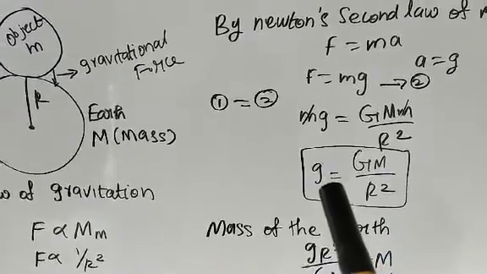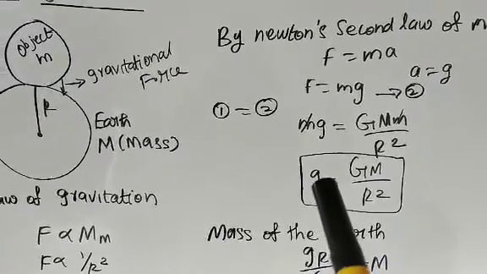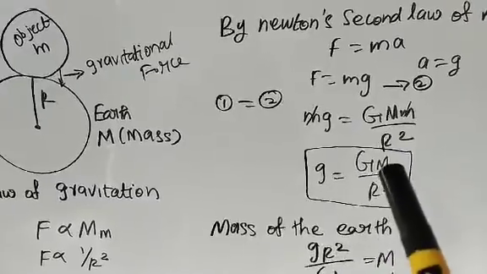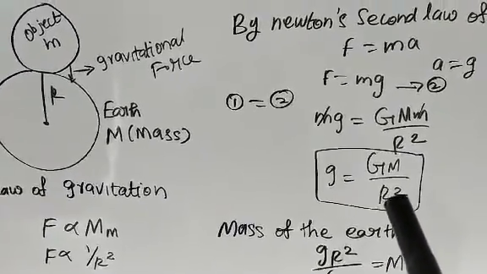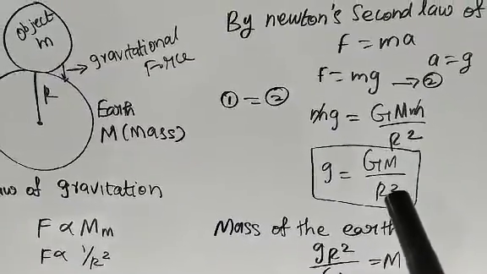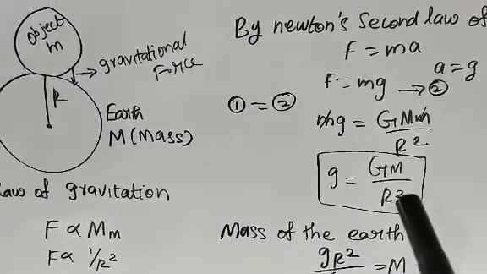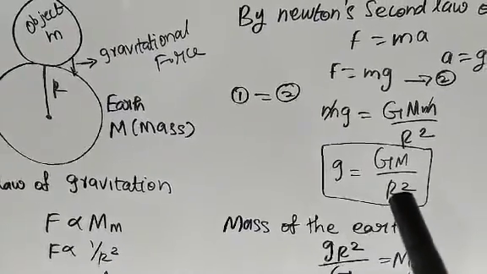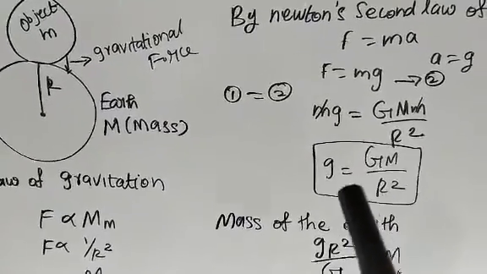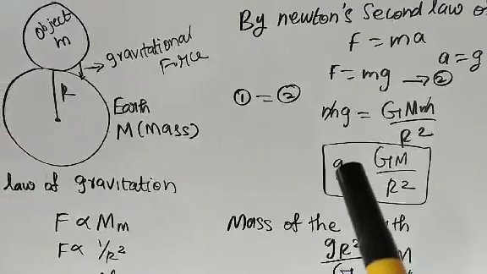In this equation, acceleration due to gravity is directly proportional to the mass of the earth and inversely proportional to the square of the distance between them. So as distance increases, acceleration due to gravity decreases. As distance decreases, acceleration due to gravity increases.